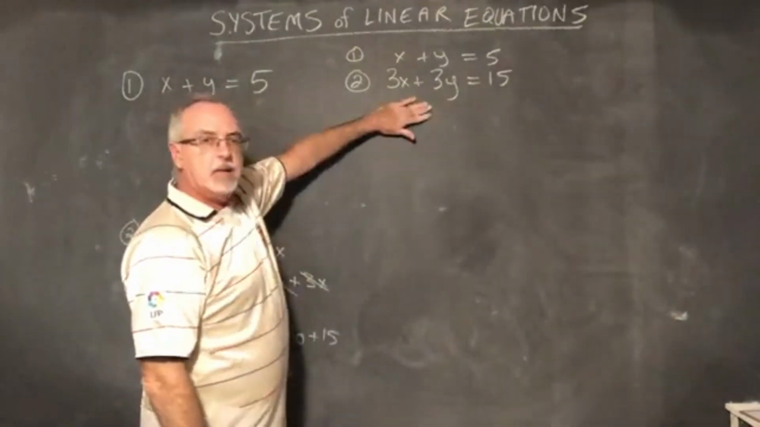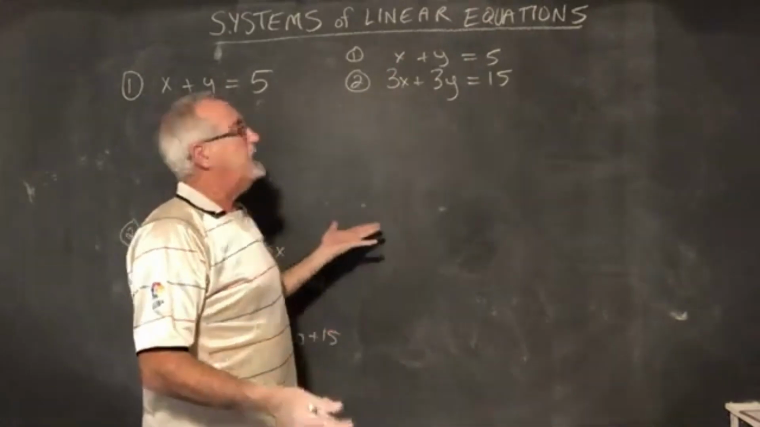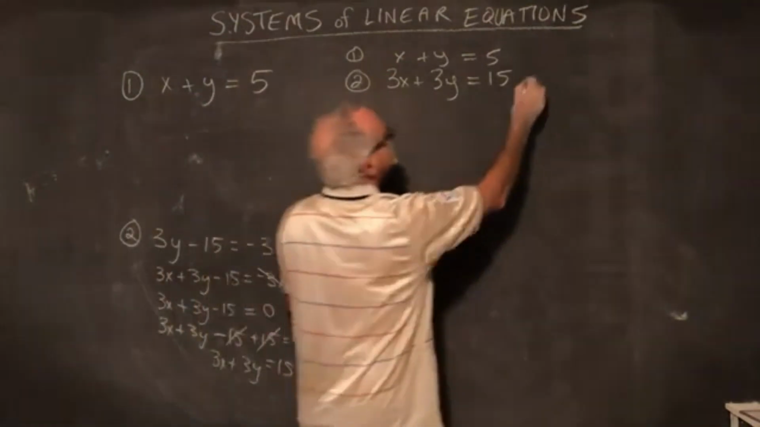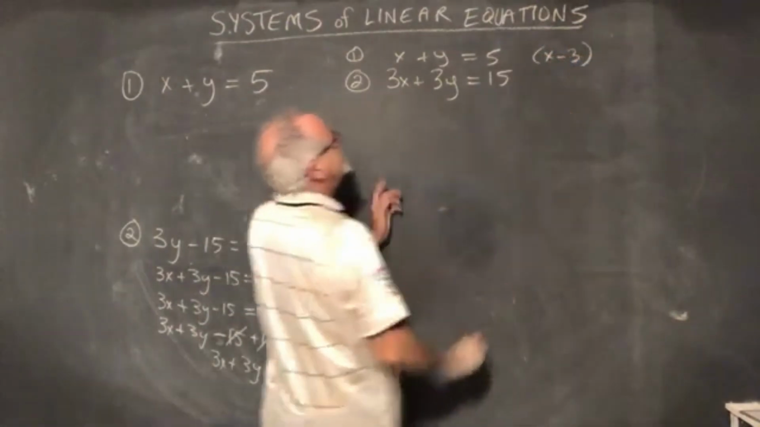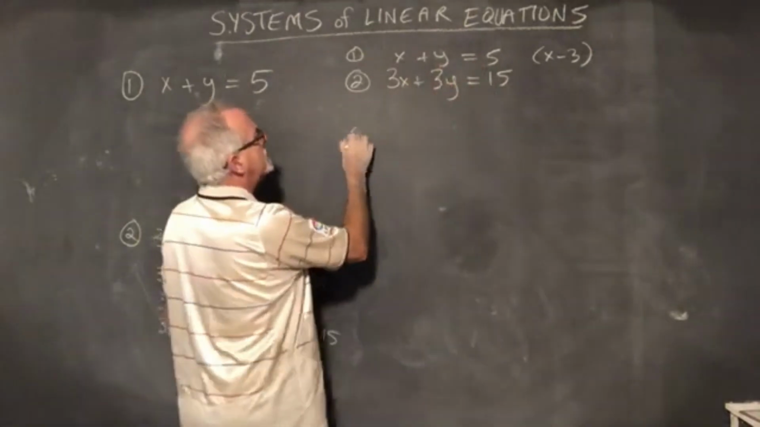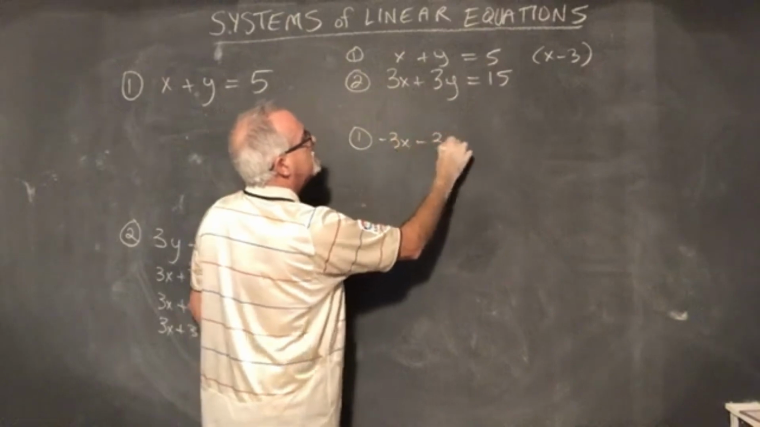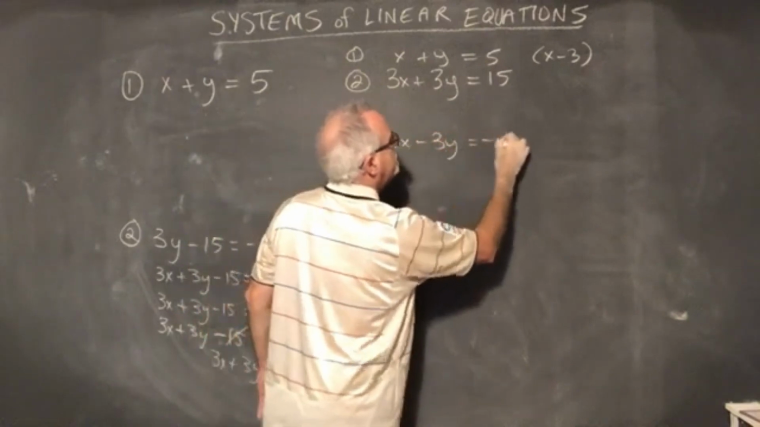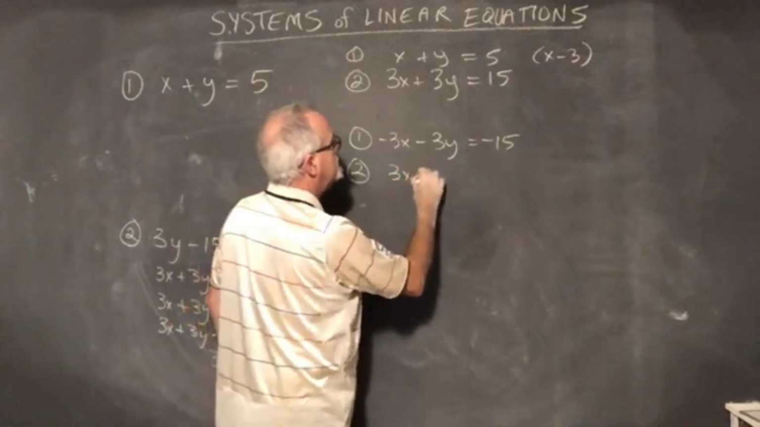Okay, but I want to add these together, and I want either the x's or the y's to cancel. How am I going to do that? If I multiply this first equation by negative 3, I have to multiply every term in it by negative 3, and if I do that, the first equation will turn into negative 3x minus 3y equals negative 15. Then I just rewrite the second equation.